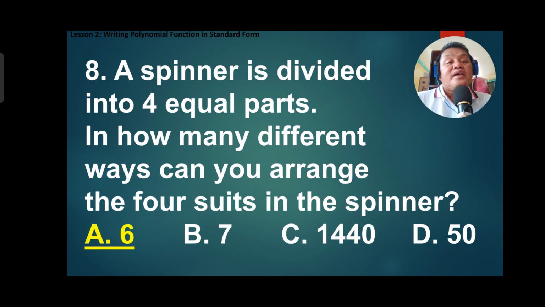Number 8. A spinner is divided into 4 equal parts. In how many different ways can you arrange the 4 suits in the spinner? So your possible answer here is letter A, 6. So 4 minus 1 is 3. 3 factorial is 3 times 2 times 1, which is equal to 6.